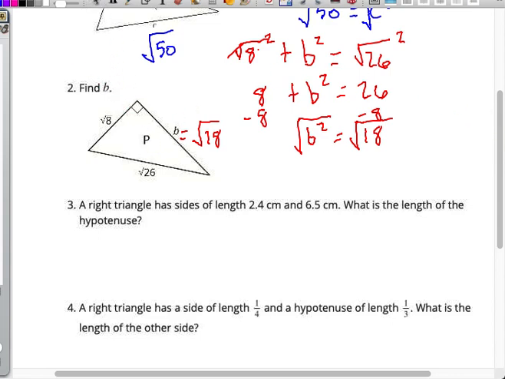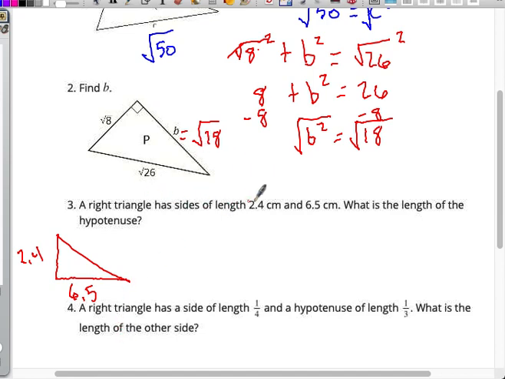What's different about number 3? It's written out instead of having a picture. Do you like having pictures? If you like to have a picture, draw one. Look at that. See how easy it is to draw a right triangle? And then I've got side lengths that are 2.4 and 6.5. Does it matter that my drawing's not to scale? No, it doesn't matter at all. It's just a picture to help you understand what's going on.